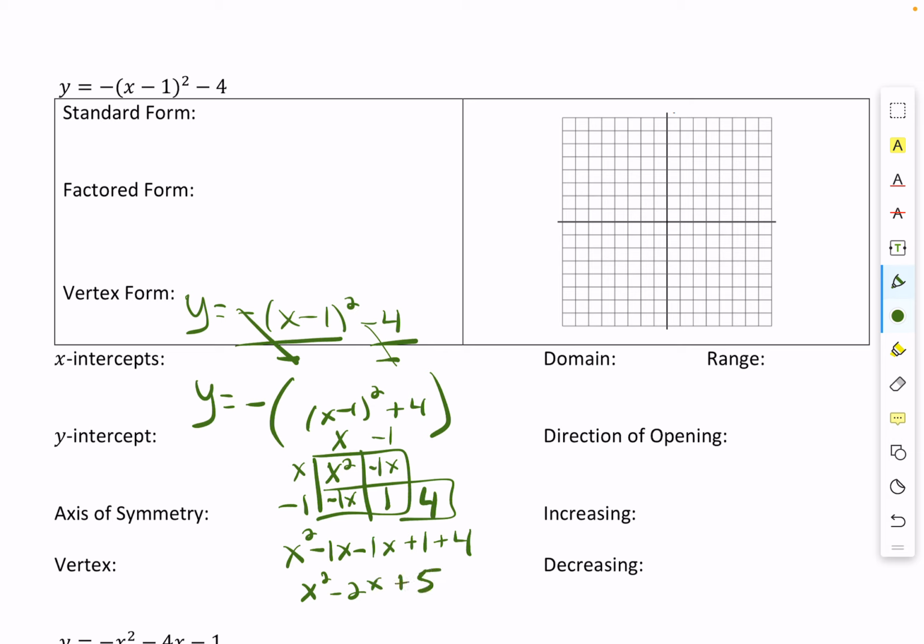Wait a minute. I thought we just decided that if there's a negative on one form, it should be on all the forms. Yeah, I haven't brought that negative back in yet. So here's my standard form. Y equals negative x squared plus 2x minus 5.